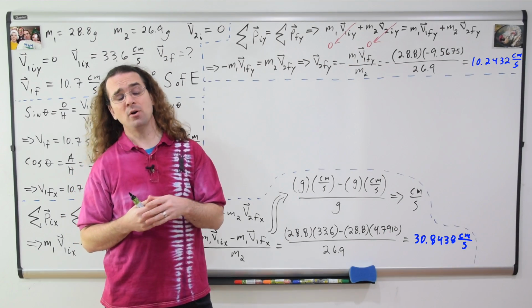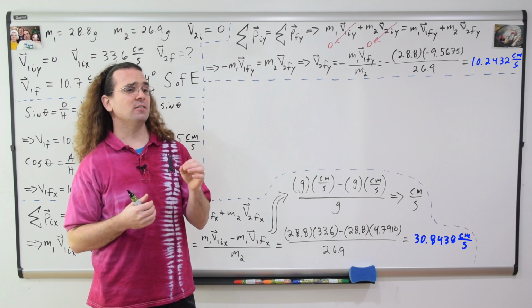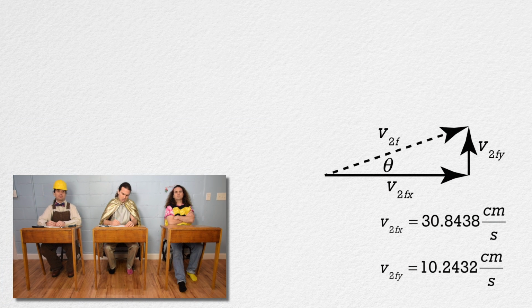Now that we have its components, Billy, could you please solve for the final velocity of disk 2? Let's start by drawing the vector diagram. Velocity final of disk 2 in the x direction plus velocity final of disk 2 in the y direction equals the velocity final of disk 2. We can use the Pythagorean theorem, a squared plus b squared equals c squared.